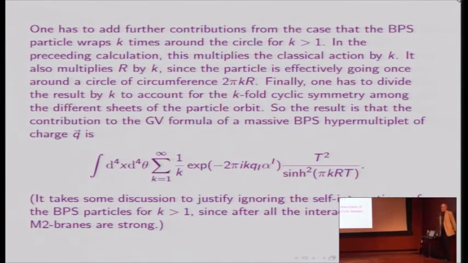Okay. Well, I've gone through this too fast to give you the time to worry about something you should have worried about if you had more time. M2 branes are strongly coupled. You should ask why, when the M2 brane wraps multiple times around the circle, we can ignore the interactions among the different branches. It's a non-trivial point. You have to show that the M2 brane interactions are irrelevant in the renormalization group sense, even though they're strong at short distances. And all they can do that might be important is to produce a bound state that then itself would contribute to the GV formula.